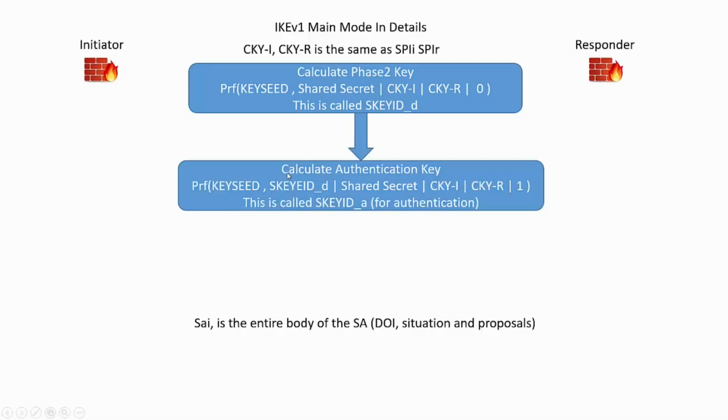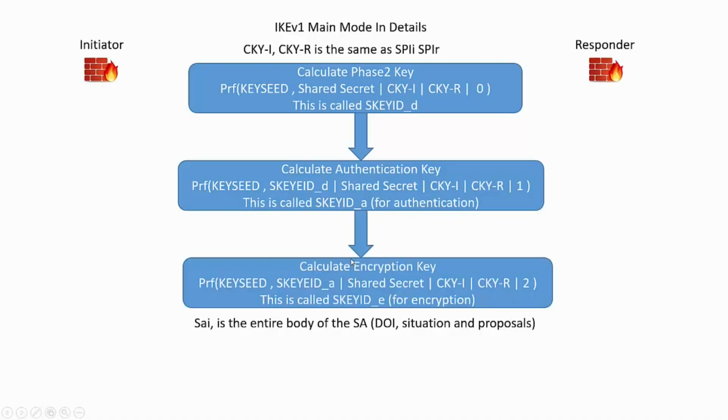The next step is to take the SKEYID_d, and then feed it into another pseudo-random function. This will take the key seed and then the SKEYID_d. It will take the shared secret key, the cookie from the initiator, the cookie from the responder, and then the value 1. This is the SKEYID_a. SKEYID_a is used for authentication and hashing purposes.